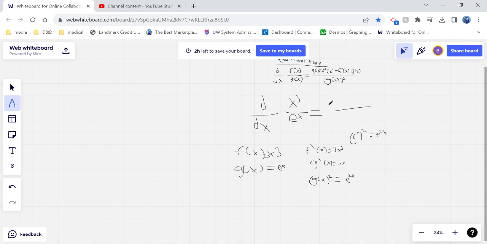So let's write that. So we have low d high, so low d high, minus high d low. Let me write that better. That was supposed to be a 3 on top. Over low squared. And that would be the derivative of this function.